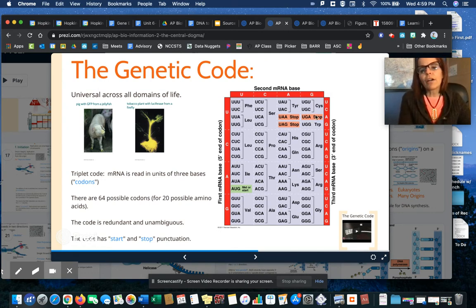So notice that there are 3 stop codons that code for no amino acid. There is only one start codon. Every single mRNA starts AUG, and it carries the amino acid methionine.